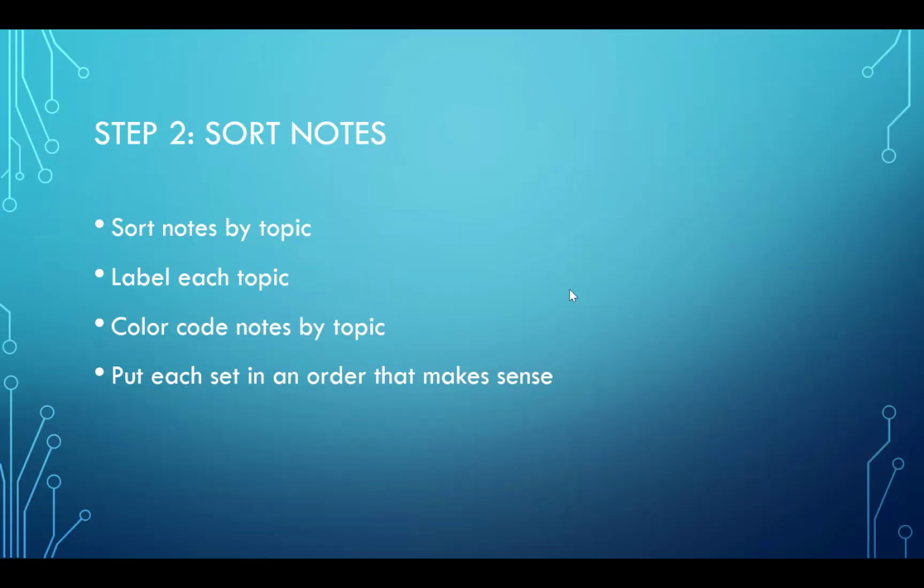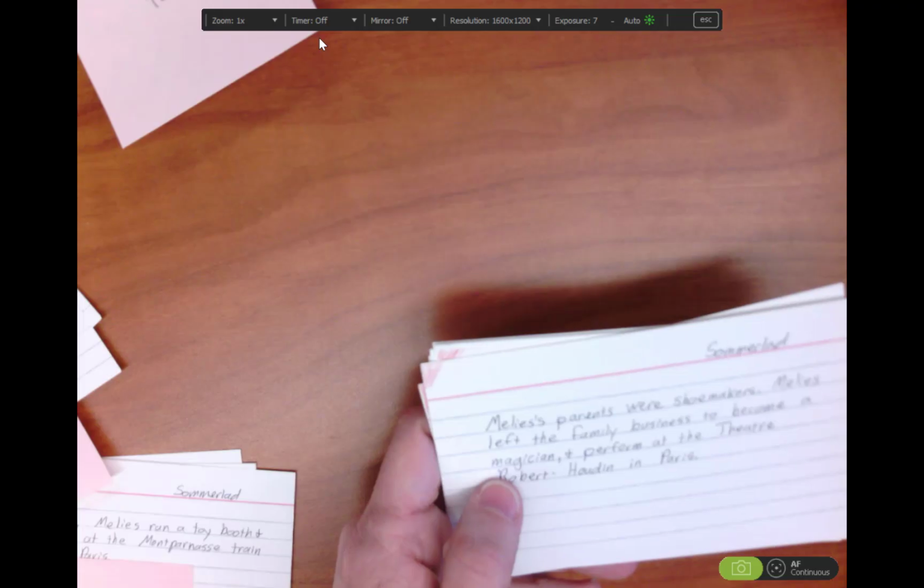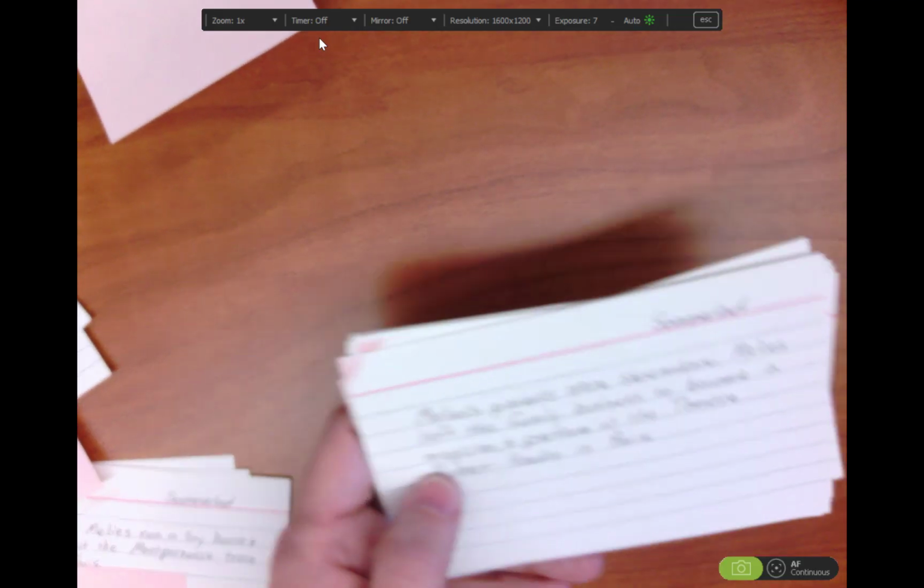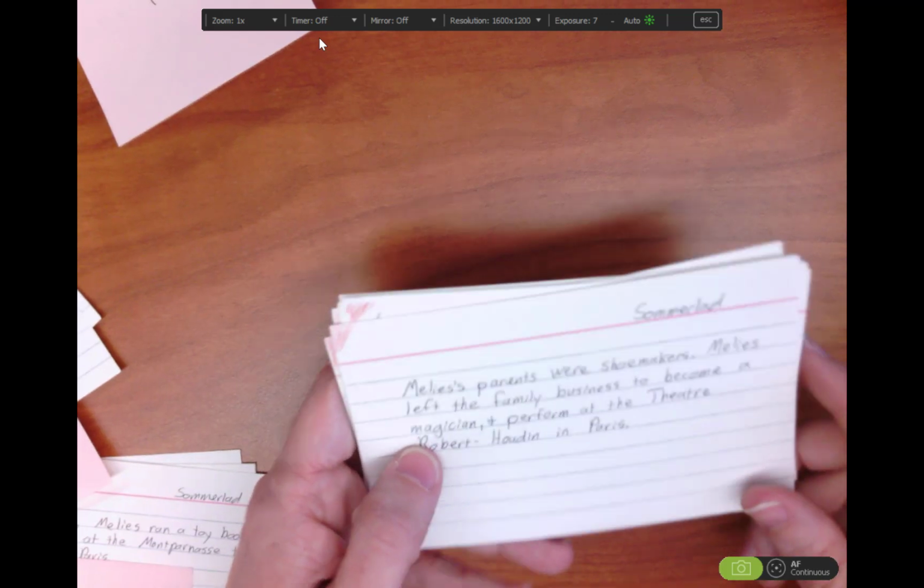My next job is, within each category or each color code set, I'm going to sort them through in an order that makes sense. And again, this is where the note card system really helps you out, because you can move them around more easily than if you had an outline or if you had your notes written on notebook paper or something like that. So I'm going to go through my note cards. And as I'm reading through them, I'm going to sort them.